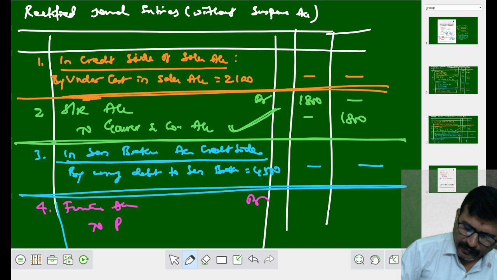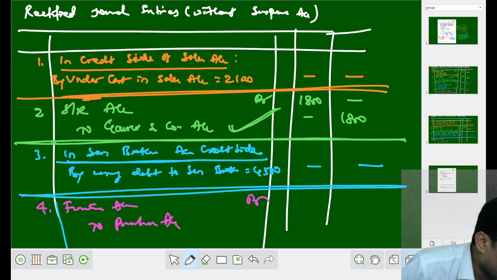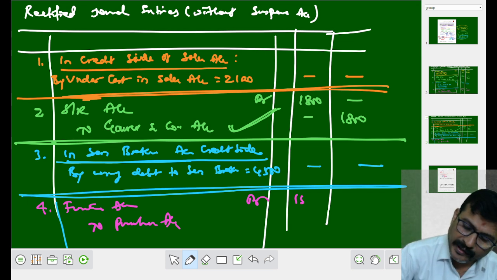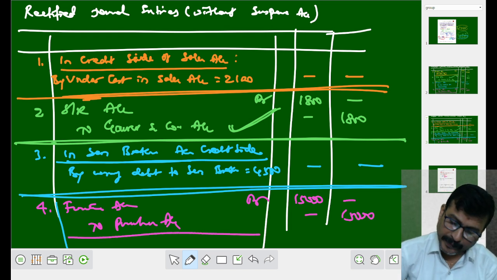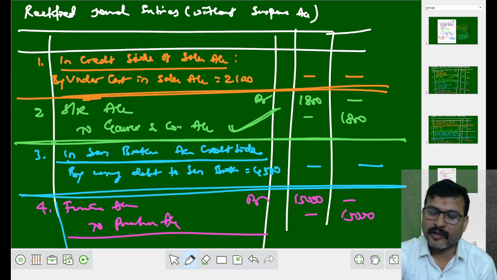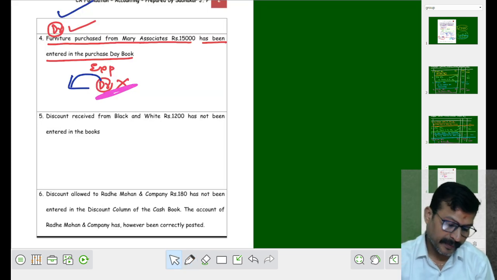Furniture account debit to purchases account with an amount of rupees 15,000, dash 15,000. Being wrong debit to purchase account is rectified. Shall we move on to the next entry, my dear students?